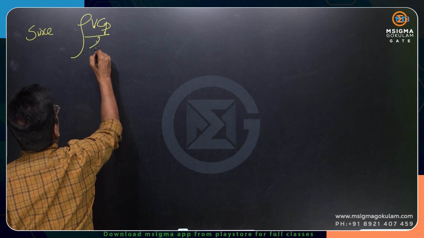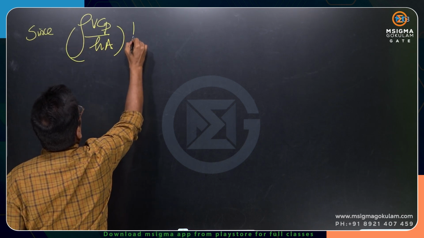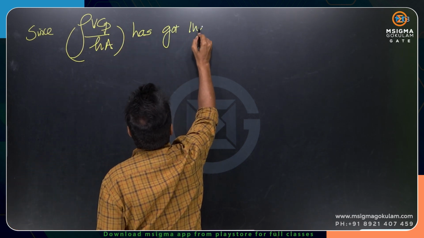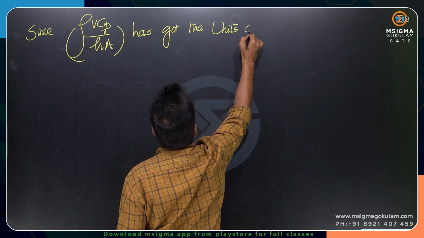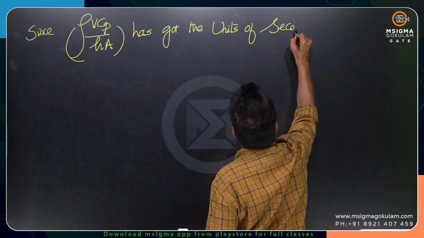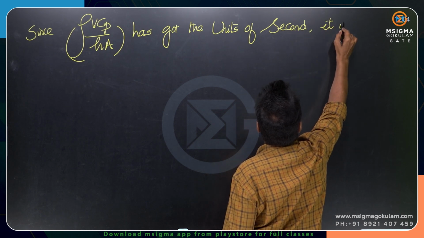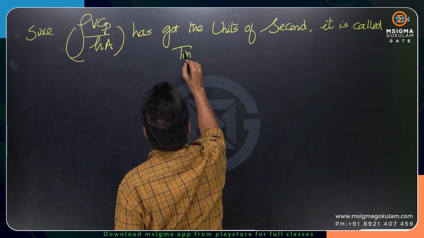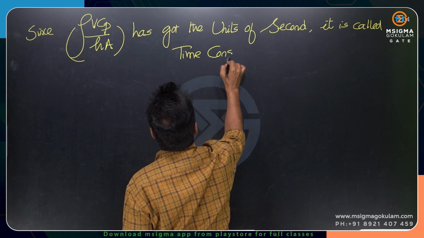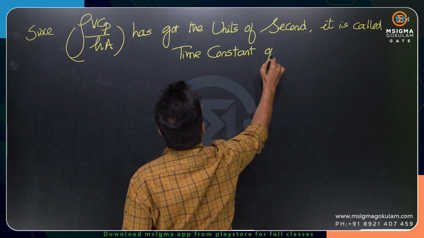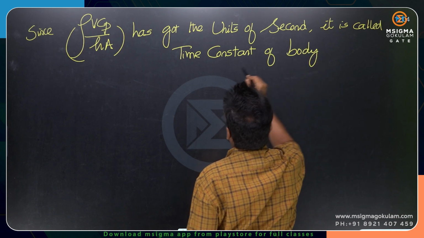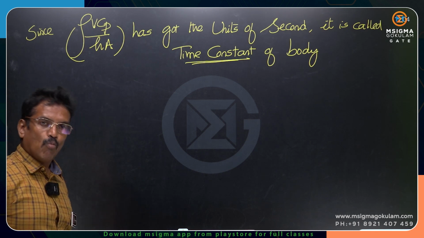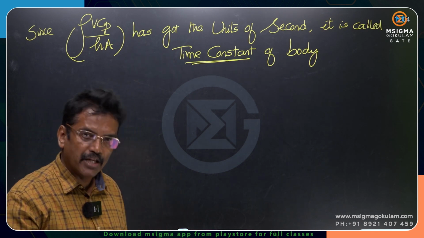Since rho VCP by HA has got the units of second, it is called the time constant of the body. It is called time constant because it has got the units of second. What does this time constant of body signify? What does it mean?